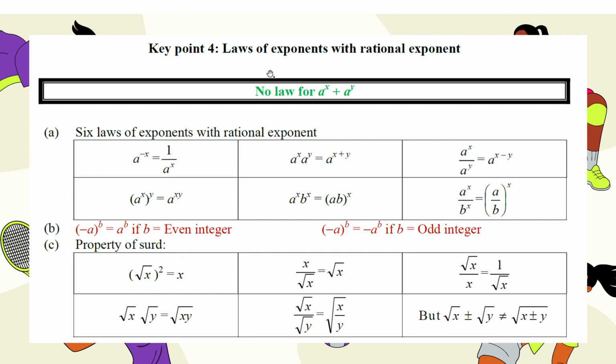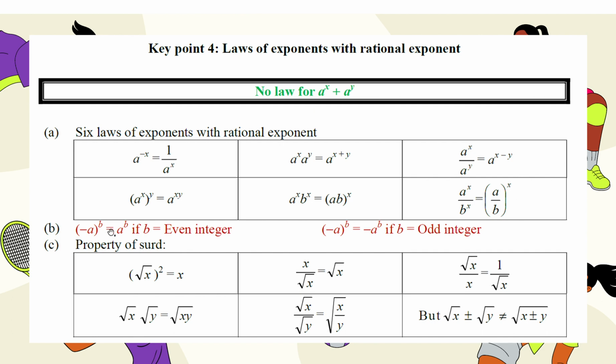Just remember one thing: a to the power x plus a to the power y, no law. Very simple. No law for this one. Some of the laws are just definitions, right? Negative x is 1 over x. And if two exponents with the same base are multiplied together, just add the exponents. Right? And if they divide each other, just subtract the exponents. If it is an exponent of an exponent, then multiply the exponents. If they have the same exponent but different base, just multiply the bases. Okay? Also divide the bases.